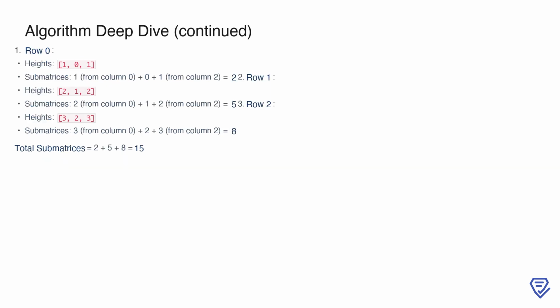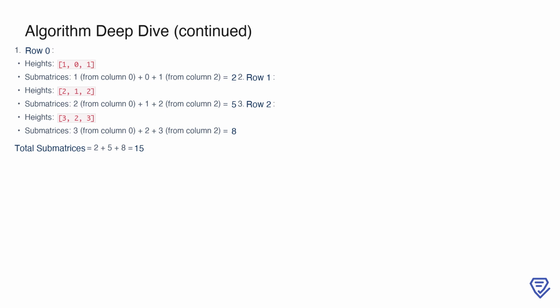Starting with the first row, the heights array is 1, 0, 1. Using these heights, the number of submatrices with all ones is 2, 1 from column 0 and 1 from column 2. Moving to the second row, the heights array becomes 2, 1, 2, and the submatrices formed are 5 in total, 2 from column 0, 1 from column 1, and 2 from column 2.